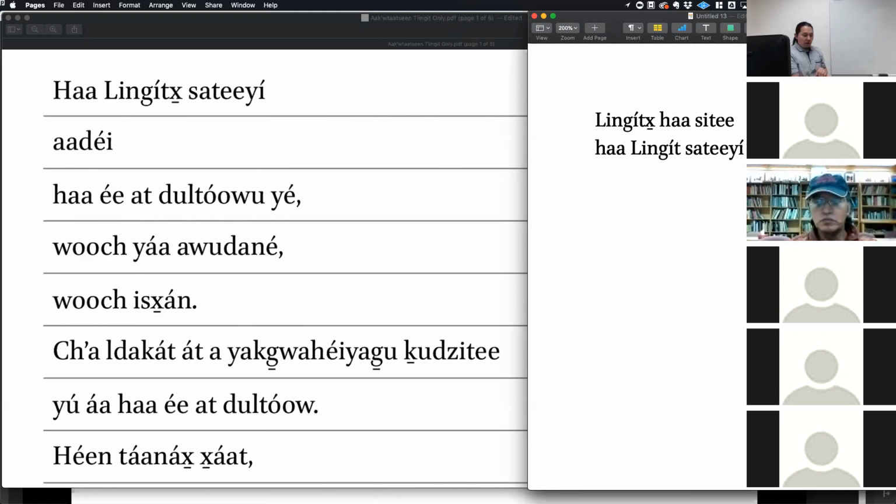Yeah, no problem. So city, it's a verb, right? You can use a verb, you can turn it into a noun. So what's going on is you'd say, Tlingit city. I am a Tlingit. I'm a human being.